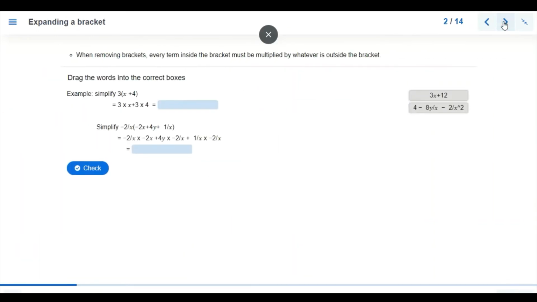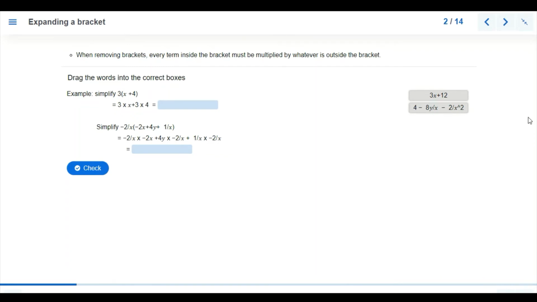Now we have an activity here, expanding a bracket. What happens when we want to remove a bracket from a given algebraic expression? When removing brackets, every term inside the bracket must be multiplied by whatever is outside the bracket. So every term inside the given bracket must be multiplied with whatever is outside the bracket. So we have an example here. We are going to be solving the two and seeing what we have there.